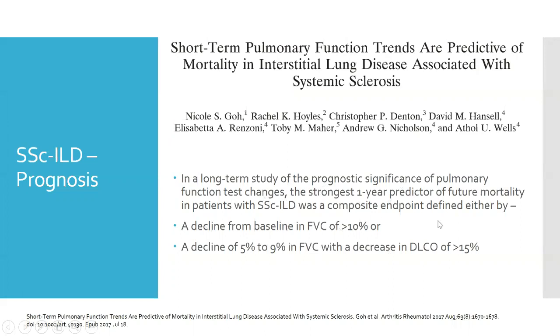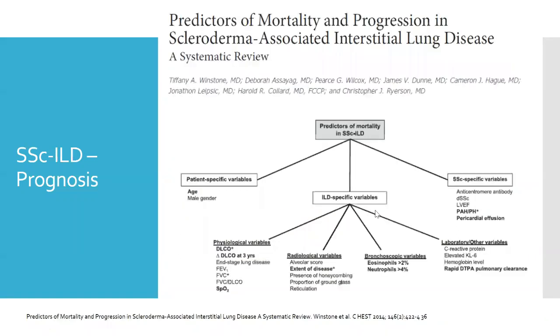This, had either one of these had a very strong prognostic significance for worsening of ILD in these patients. Some of the other predictors of mortality, obviously higher age, males have a higher risk of mortality. PFT values, some of this we talked about, higher extent of disease on imaging, some bronchoscopic variables. So if you had higher than usual eosinophils, neutrophils, this would put you at risk. And some of the other lab studies that we talked about, so CRP, KL6, things like that.